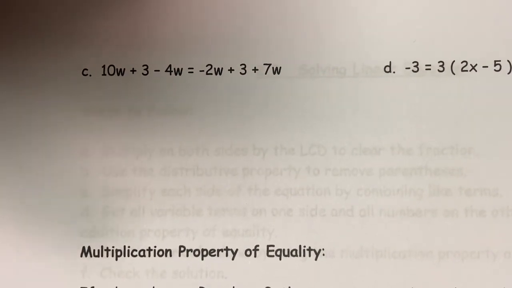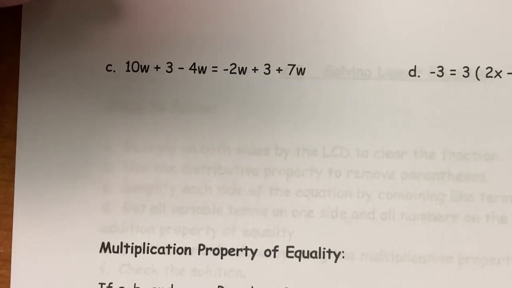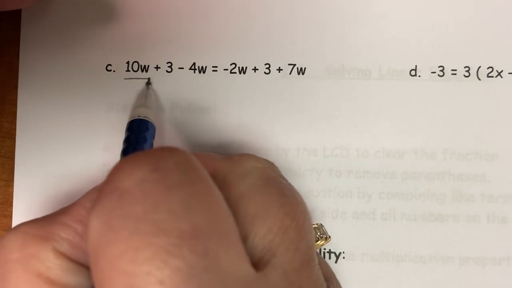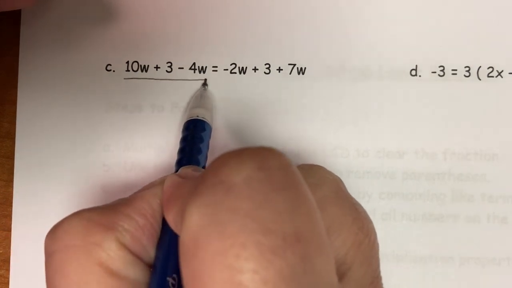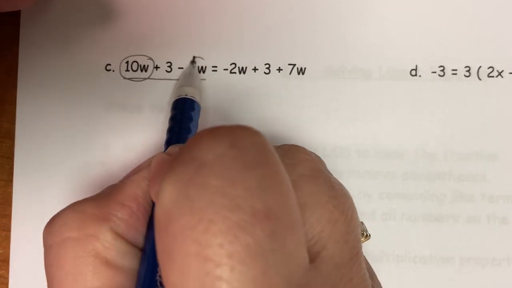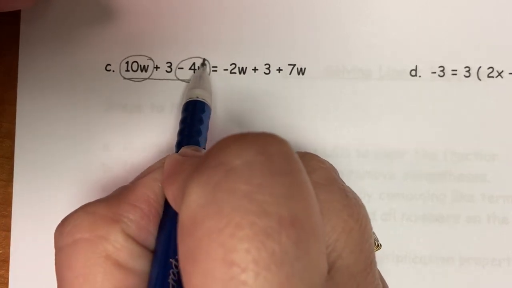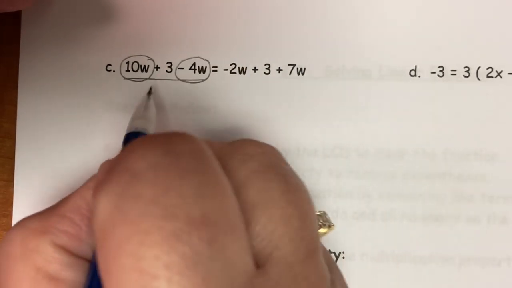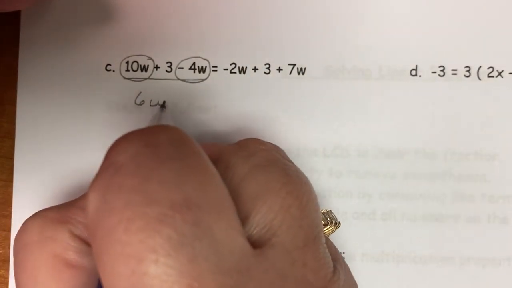So going on to C, you can see that there's some cleaning up that we can do on both sides of my equal sign. If you look at the left-hand side of the equal sign, remember we just did combining like terms. Do you notice that 10w and negative 4w are like terms? And we can go ahead and combine those. And when we do that, we are going to get 6w.